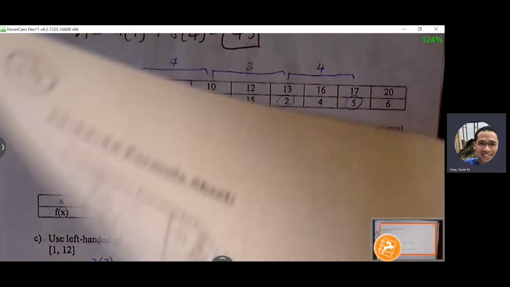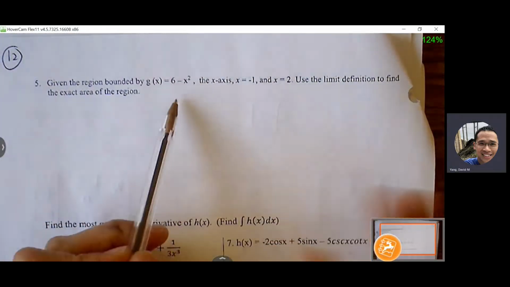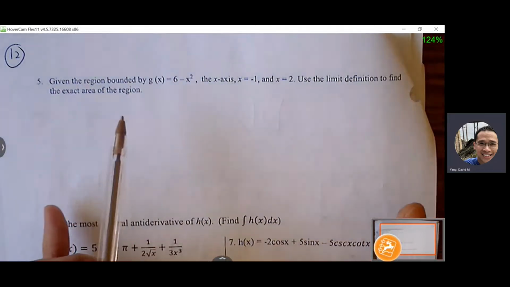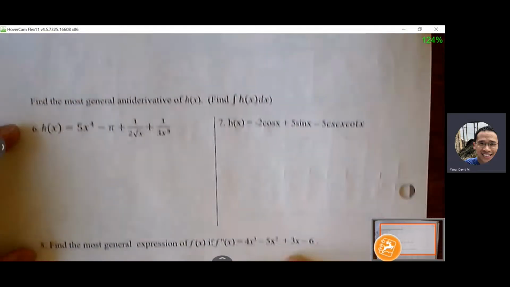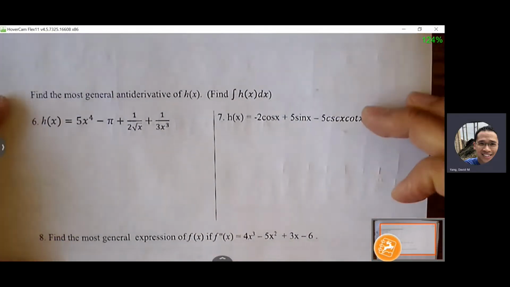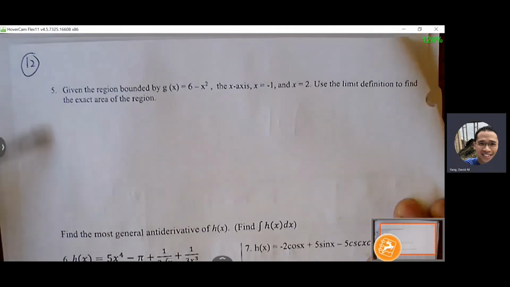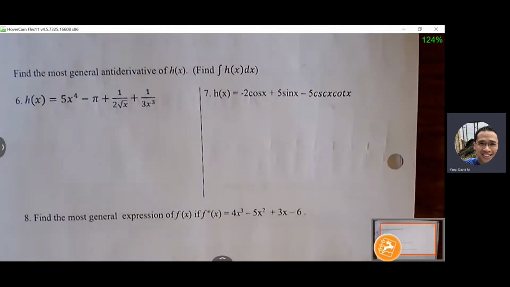Okay, now the top of the back page is the limit definition of area involving summation formulas and all that. I'm going to save this for tomorrow. I want us to do some additional practice with power rule and integrals, and then we'll circle back to number 5 tomorrow. Okay, so let's go to number 6. This is page 12. Let's go to number 6.